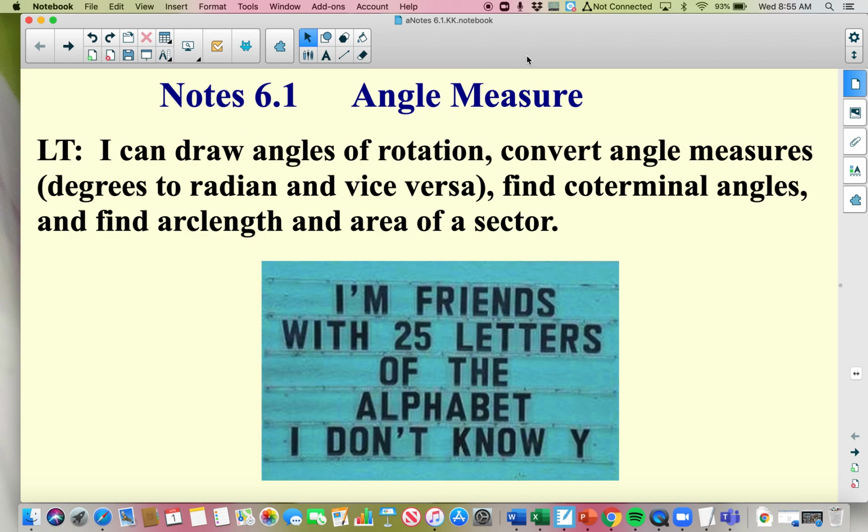You will be converting angles back and forth from degrees to radians and vice versa. Coterminal will be possibly new. And then we're going to end with arc length and area of a sector, which kind of ties into some of your geometry background.